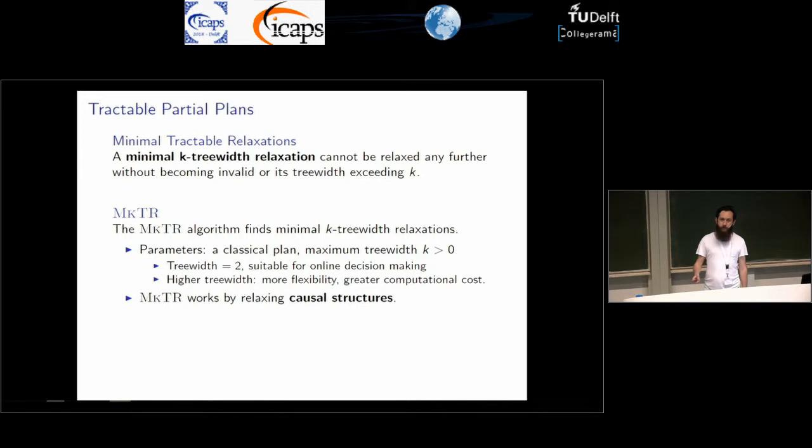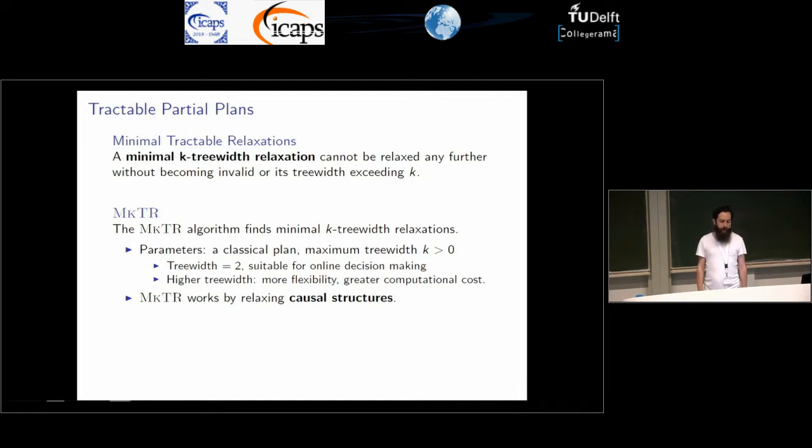So for example, if you were to set k to 2, that means the final partial plan could be instantiated in quadratic time. So it's likely to be suitable for real-time usage. You can set the tree width higher if you like. This is likely to produce partial plans which are more flexible because you have more options in the kinds of constraints you can express. But of course that comes at a greater computational cost and possibly more time spent at runtime.